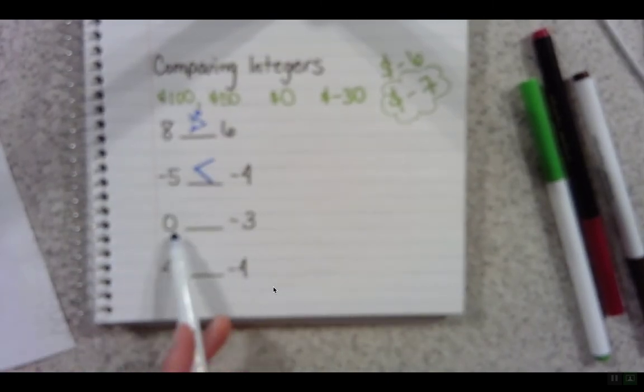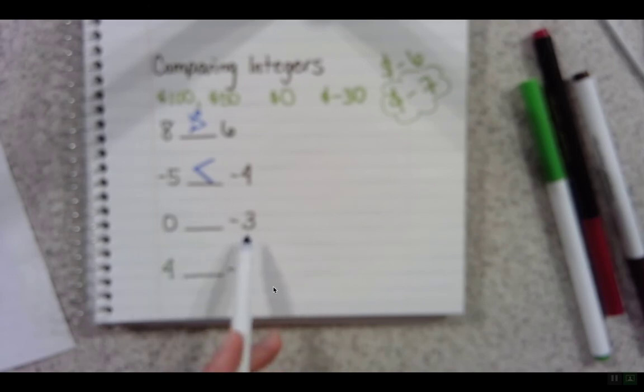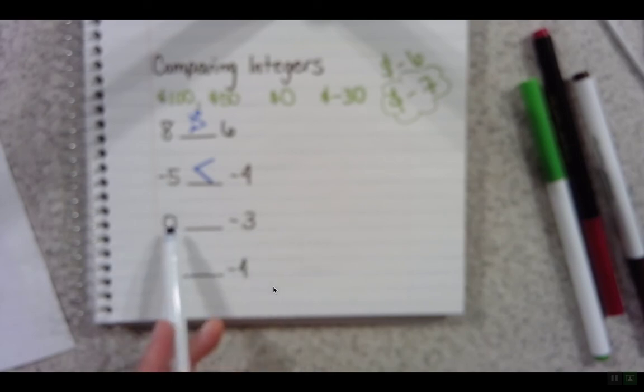Okay, now we're comparing 0 and negative 3. Again, I'd rather have no money than have no money plus owe someone $3. Having no money is the better scenario, or again, refer to the number line. Negative 3 is further left than 0.